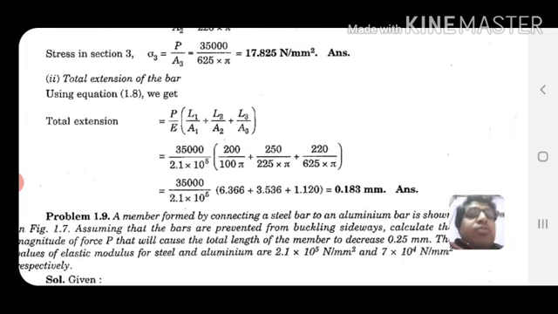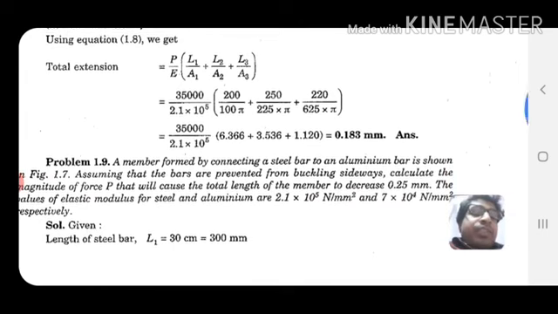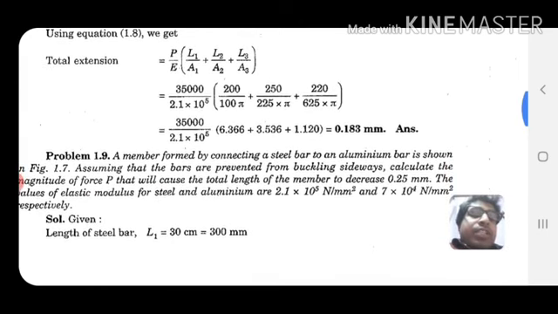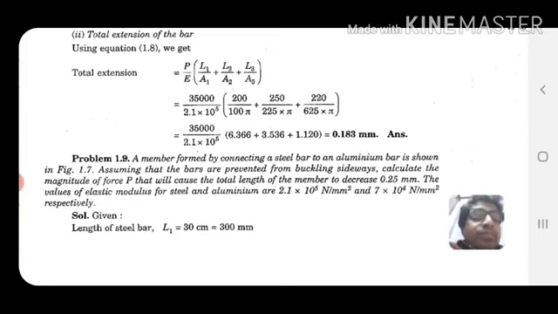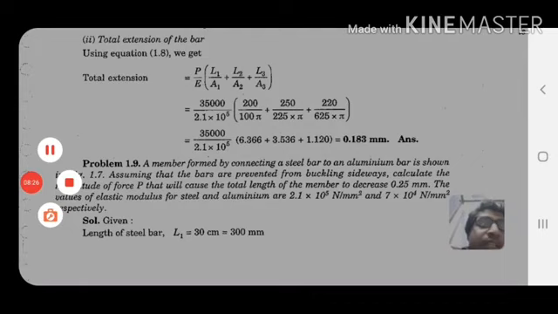Therefore, the total extension of the bar is equal to capital P by E, L1 by A1 plus L2 by A2 plus L3 by A3. 35,000 divided by 2.1 into 10 to the power 5, into 200 divided by 100 pi plus 250 divided by 225 into pi plus 220 divided by 625 into pi.